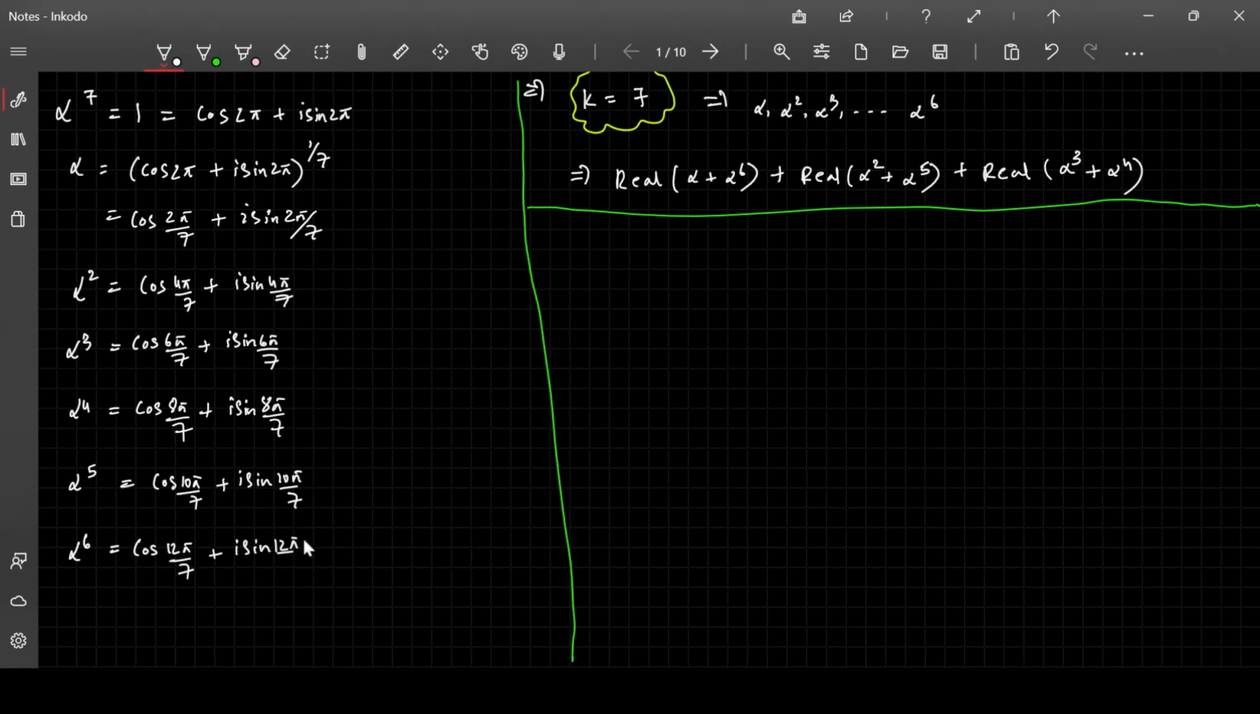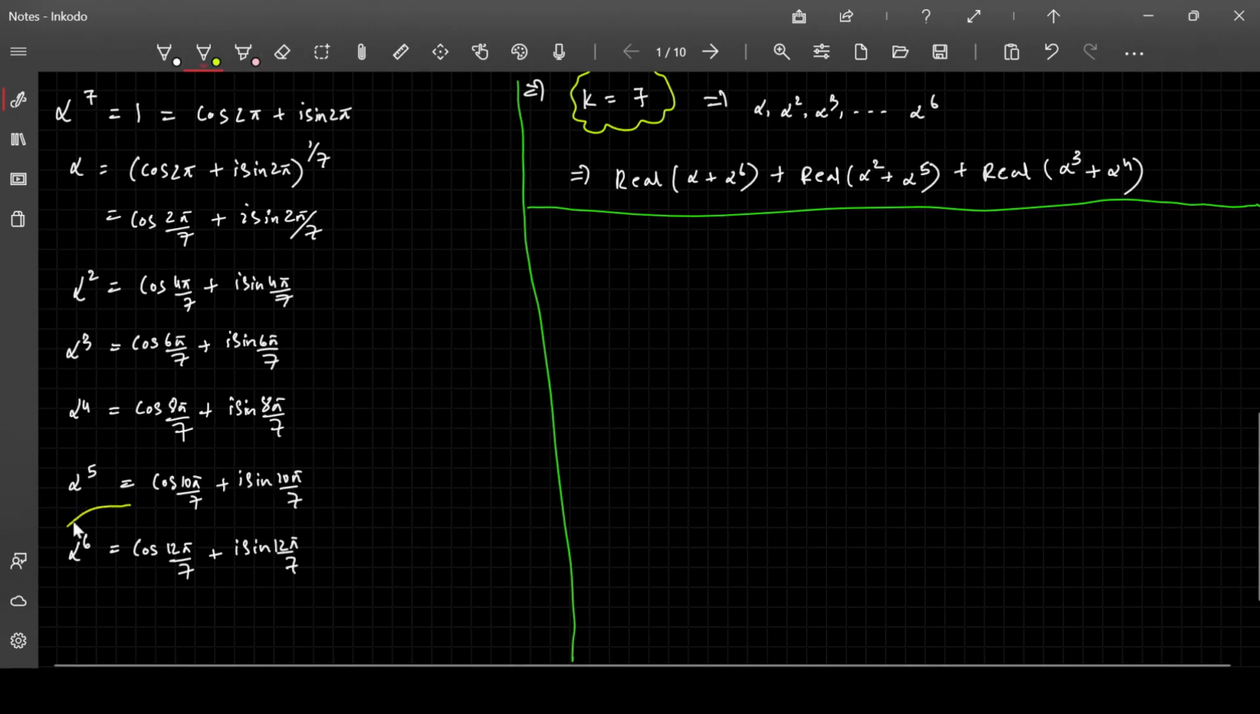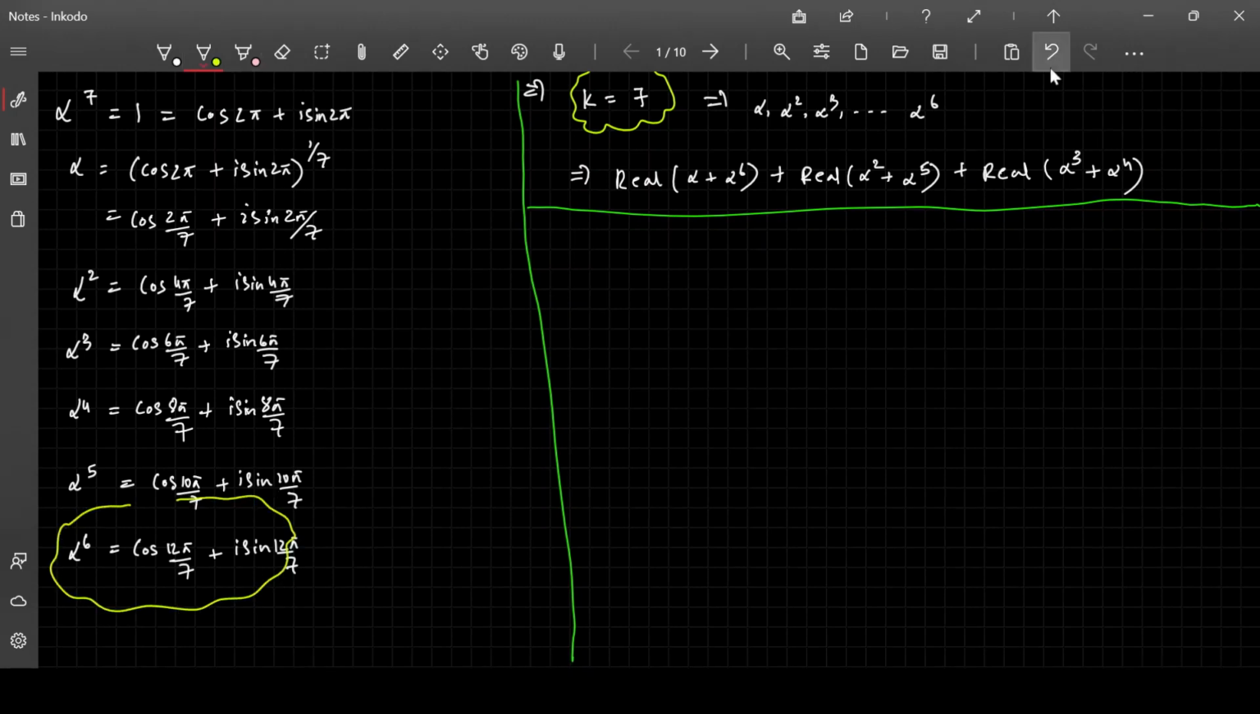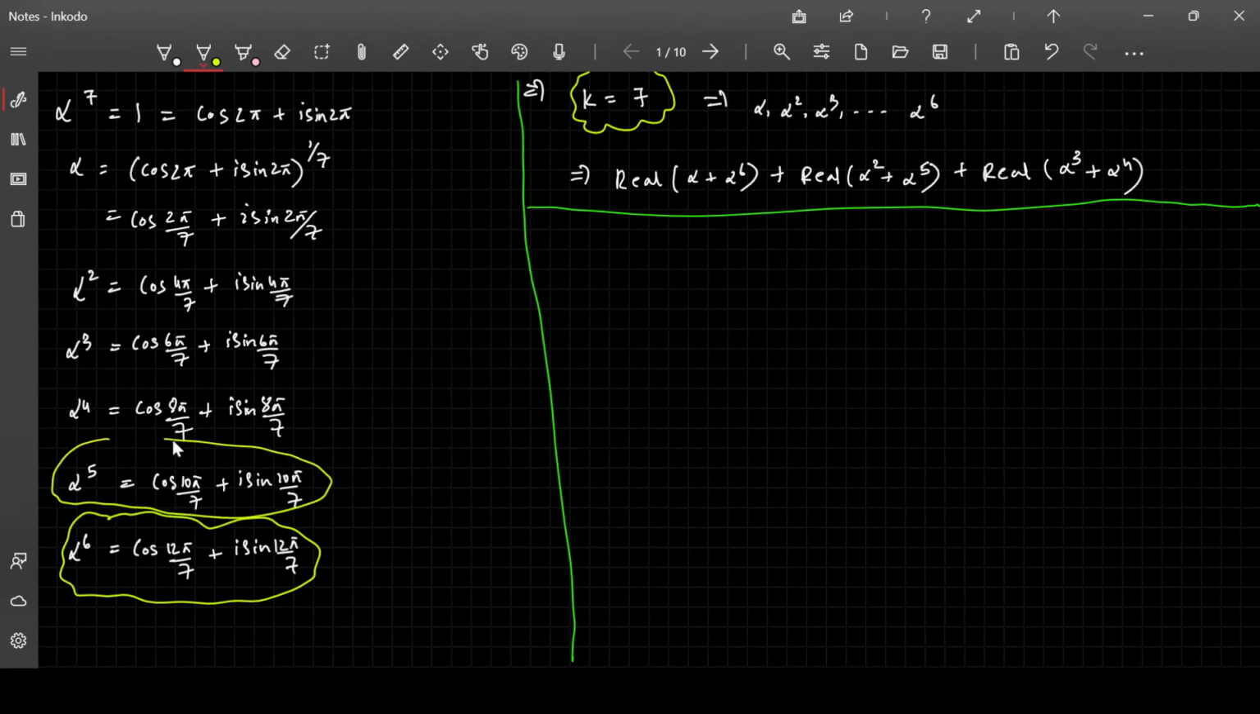I hope I'm not wrong in any of these cases. Yeah, it's fine. Now we must look at these things. First of all, take the case of alpha power 6, then alpha power 5, and then alpha power 4. We shall take these cases line-wise and establish the relation between alpha, alpha square and alpha cube, and alpha power 4, alpha power 5, alpha power 6 respectively.